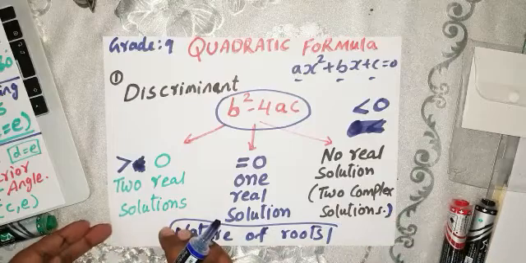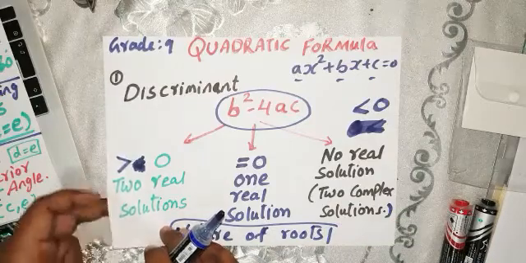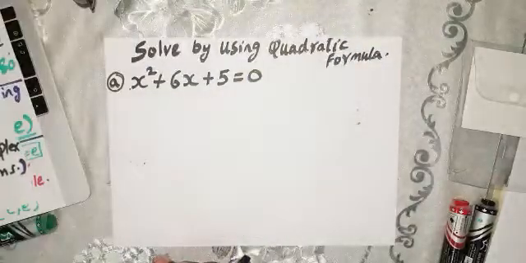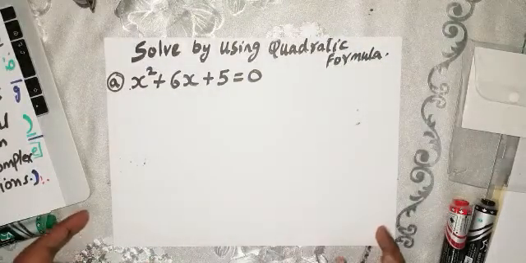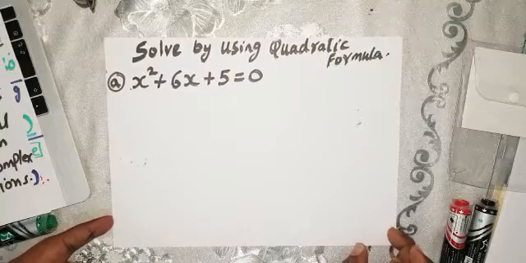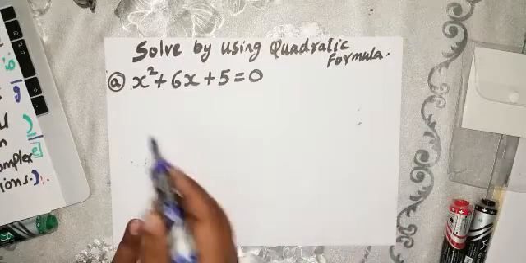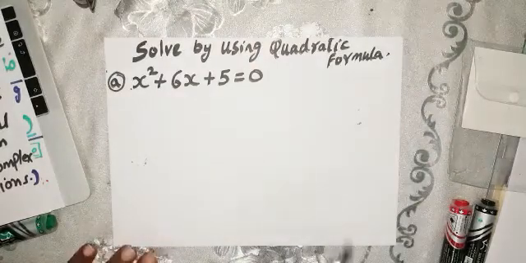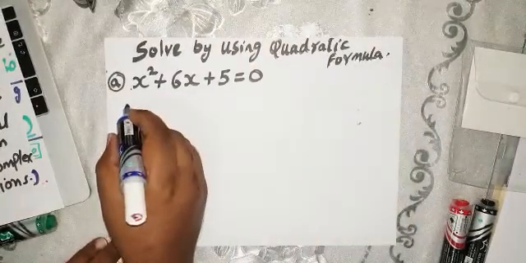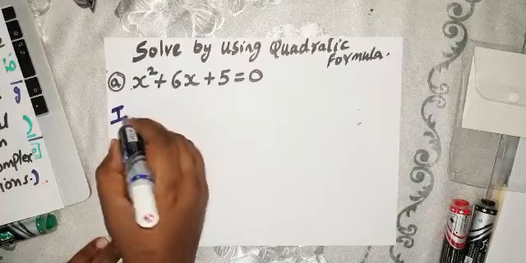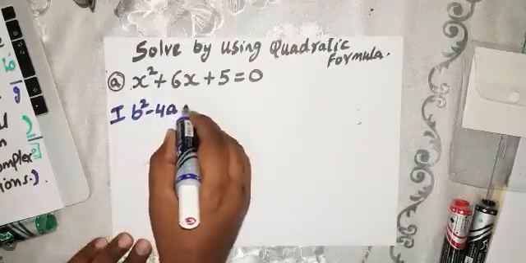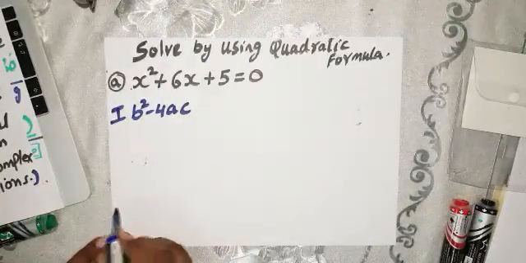Many of you were doing very well in solving the quadratic formulas. I find it very clearly. But there is a small calculation error which I find. So I want to give you one sample example today. For example, I have an equation x square plus 6x plus 5 and I want to solve it by using the quadratic formula. So the very first thing, you can find the discriminant to know whether you have a solution or no solution. B square minus 4ac.